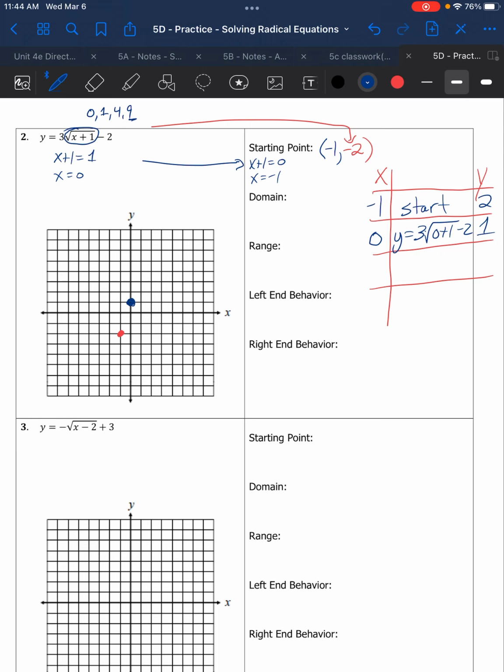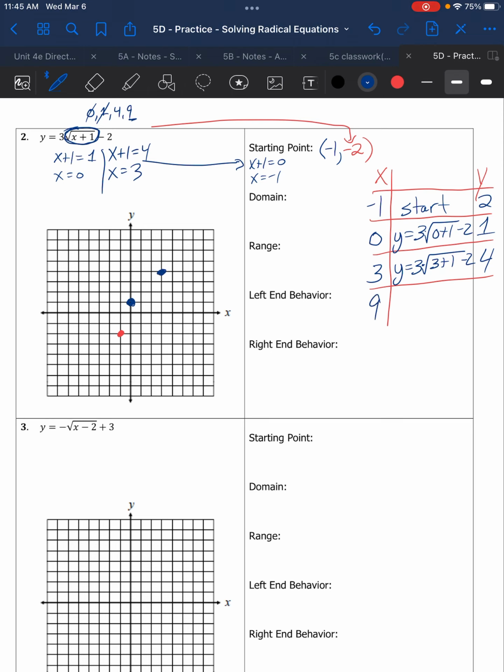For my next coordinate, I need 3. The 0 is taken care of and 1 is accounted for, so now I need 4. So I have x plus 1 equals 4. What number plus 1 equals 4? Because if I can get that to be 4, I can square root 4. So x equals 3. 3 plus 1 is 4, the square root of 4 is 2, 2 times 3 is 6, minus 2 is 4. So 3, 4 is also a coordinate.